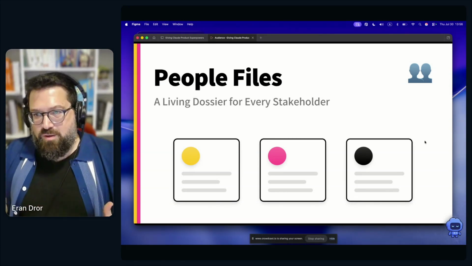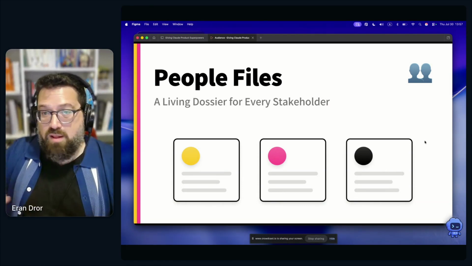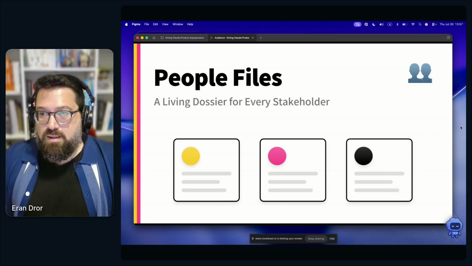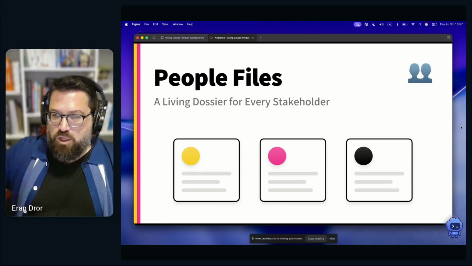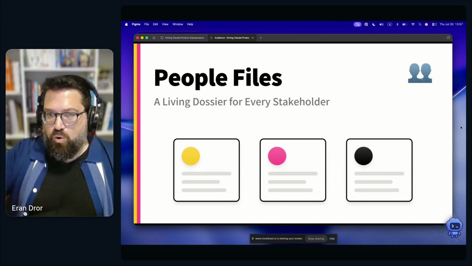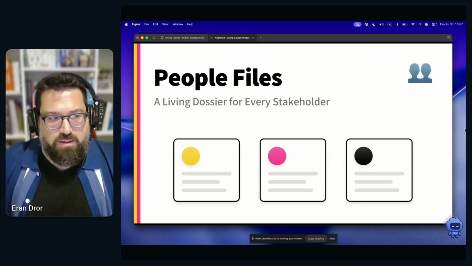That changes everything, right? So it's important to have these files on people, every relevant stakeholder. And CRM access is nice, but it's not enough because it doesn't accumulate knowledge about who they are and their real role and their real patterns. So there needs to be some processing here.